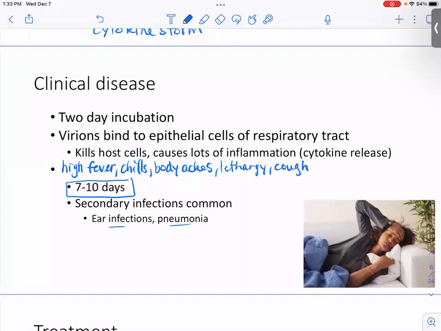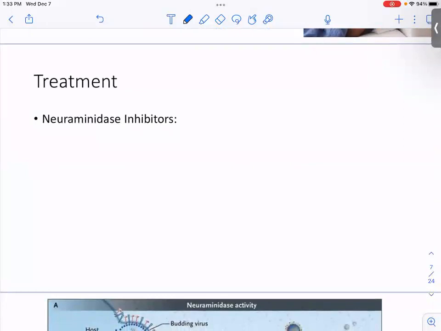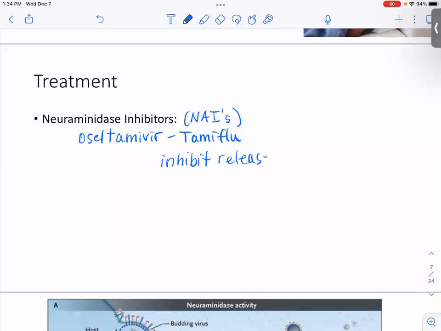Okay, so what do we have to treat this? We have a couple different kinds of drugs. There's actually 3 different drugs that are considered neuraminidase inhibitors, abbreviated NAIs. We'll just mention oseltamivir. The trade name of that is Tamiflu. So I'll just call it Tamiflu because that's the most recognizable. We've had this since the late 1990s, I believe. And this is going to inhibit the release of virions from the host cell. There are a few others besides Tamiflu, but that's the one that's most popular.